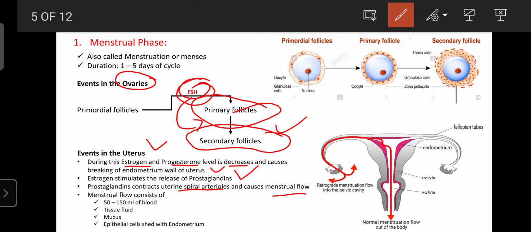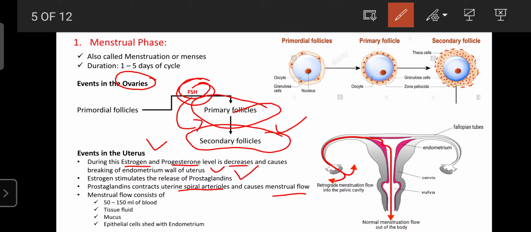Due to the contractions of the spiral arterioles, a deficiency of oxygen takes place in the uterus. Due to deprivation of oxygen, once again it can favor the menstrual flow, and the unfertilized ovum dies due to deprivation of oxygen, so that is secreted through the menstrual flow.